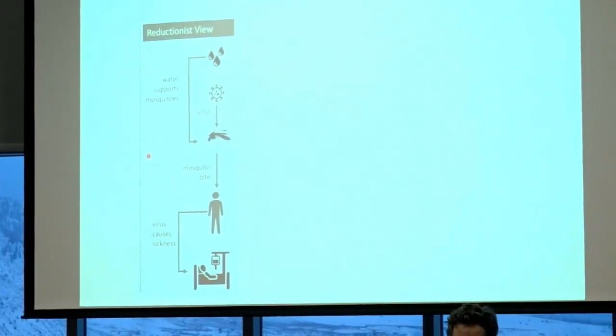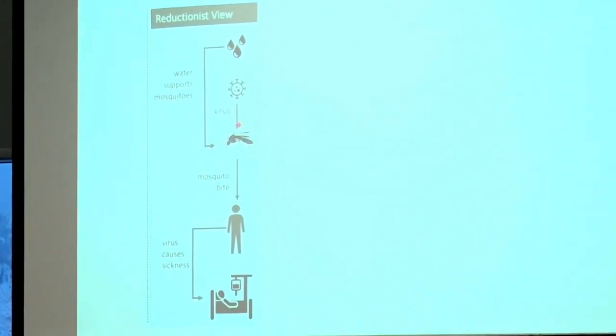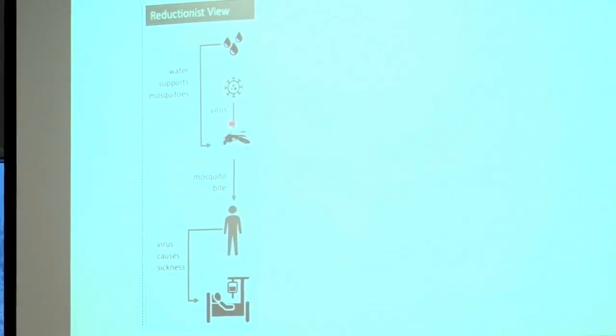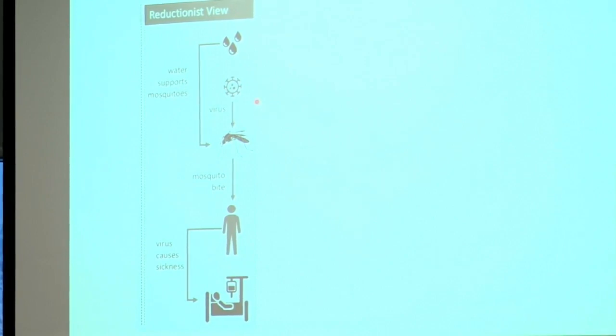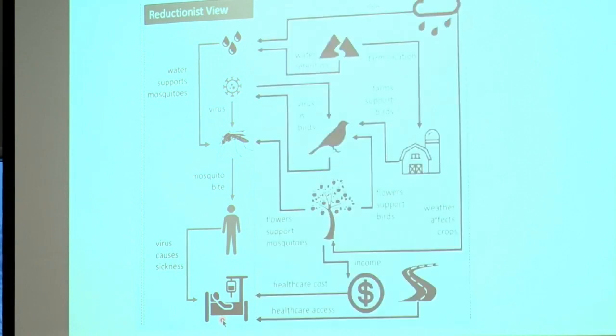So let's think about this as a systems question again. Here's what I'm depicting as what I call the reductionist view of West Nile virus, diagrammatically. The tiny number of variables we might consider most important. We have water, which is affecting the abundance of mosquitoes. We have a pathogen, a virus, that gets into those mosquitoes. The mosquito then bites people and makes people sick. At its simplest, this might be how we conceive of West Nile virus as a problem. But based on everything I just told you, you know it's not that simple, right?